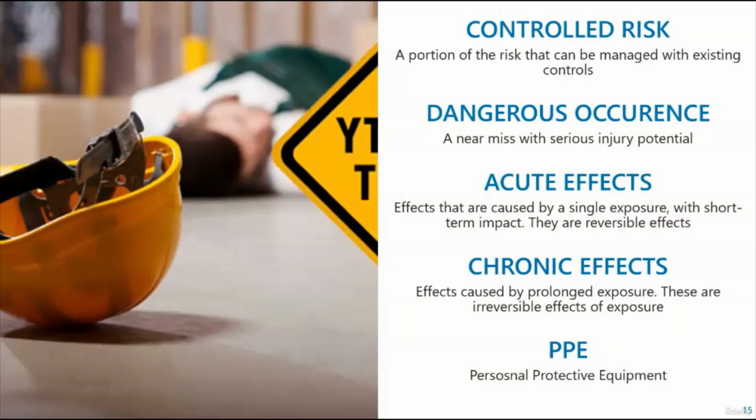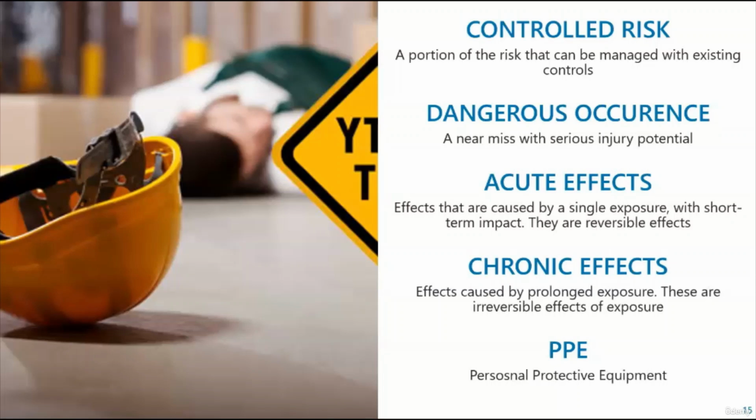Acute effects, very important. Effects that are caused by a single exposure with short-term impact. They are reversible effects. So usually when workers are exposed to toxics or things that cause harm, acute effects are from a single exposure, they're short-term, and the effect on the body is reversible. So there are some chemicals that cause acute effects or acute injury, if you like. Then there's chronic effects, effects caused by prolonged exposure. These are irreversible effects of exposure. These two definitions are important because it's important for the safety professional to know the different effects that different substances have on the body in order to know how to control them.